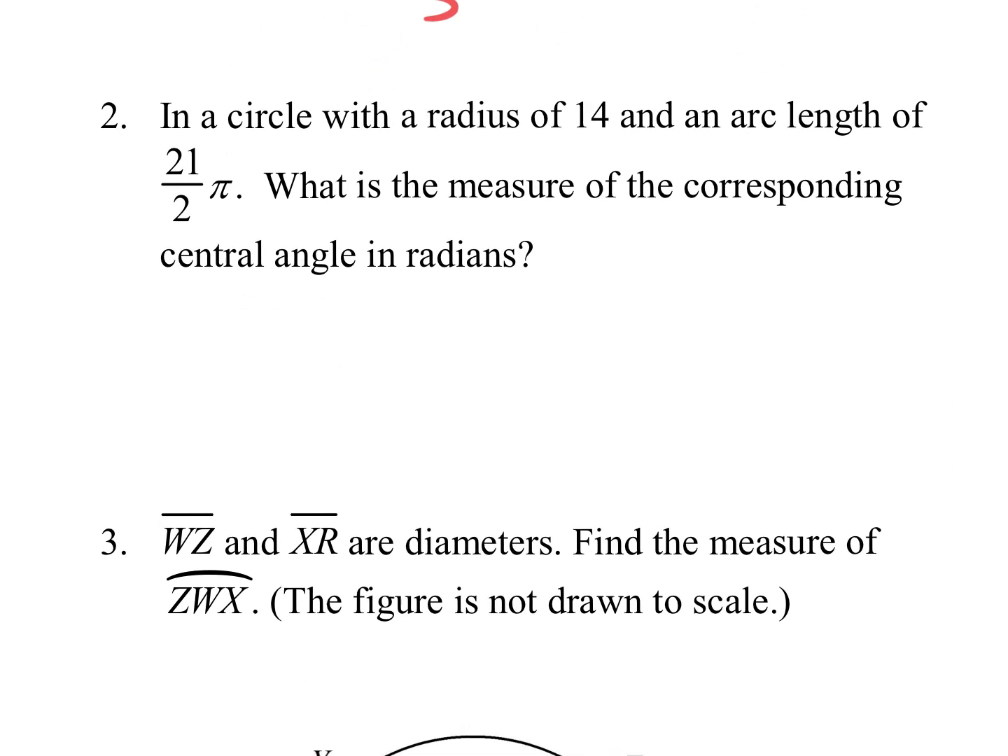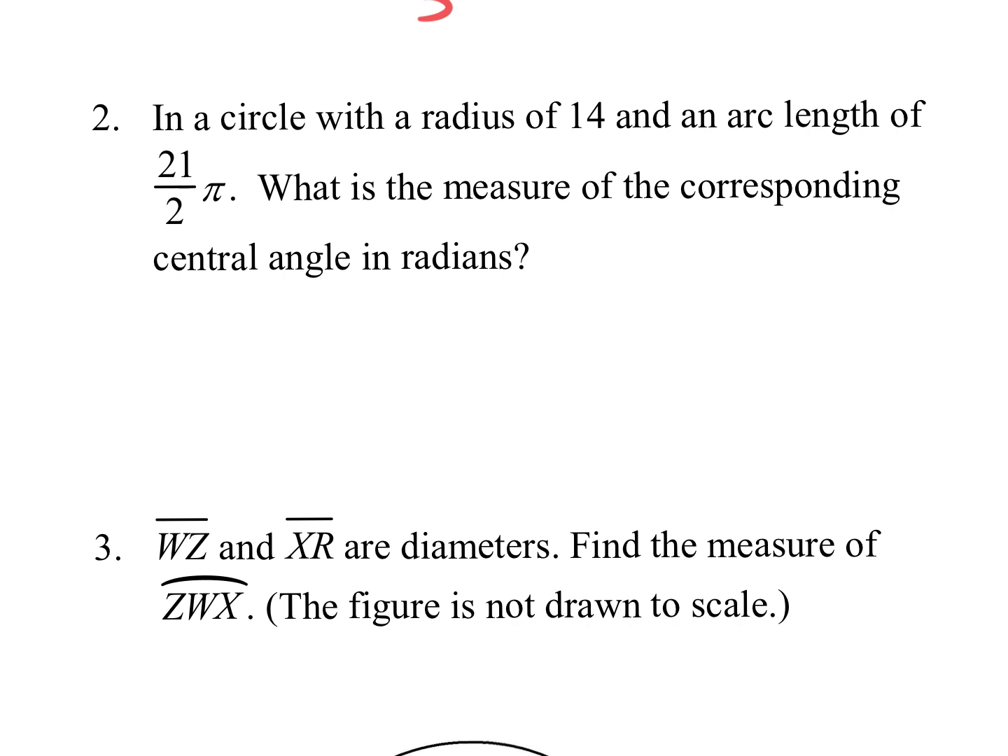All right, number 2. In a circle with a radius of 14 and an arc length of 21 pi halves, what's the measure of the corresponding central angle in radians? Key thing is in radians. So really this is an arc length question. I'm going to write that down. This is arc length in radians.